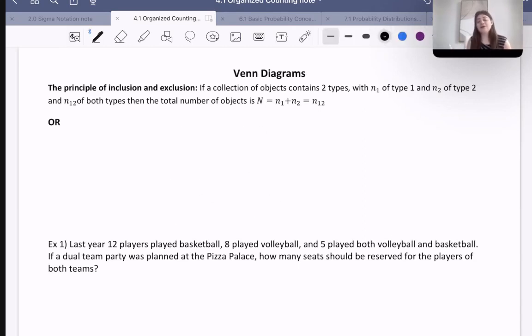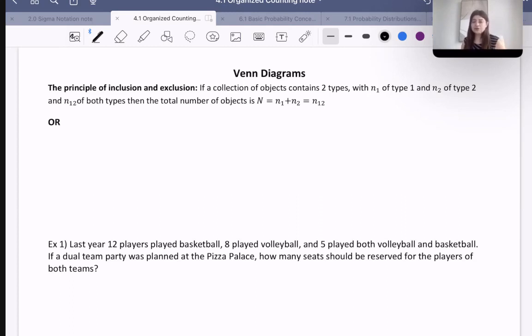So you've likely seen Venn diagrams before. You may have used them to compare and contrast in English. You may have used them for math previously. So that's what we're talking about here, just to get the terminology out of the way. So let's talk a little bit about Venn diagrams.